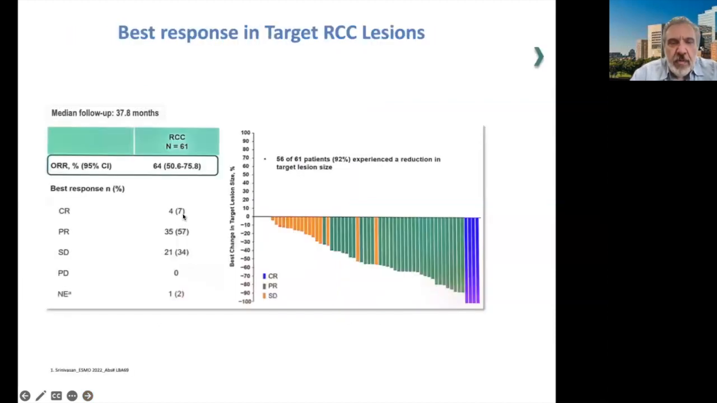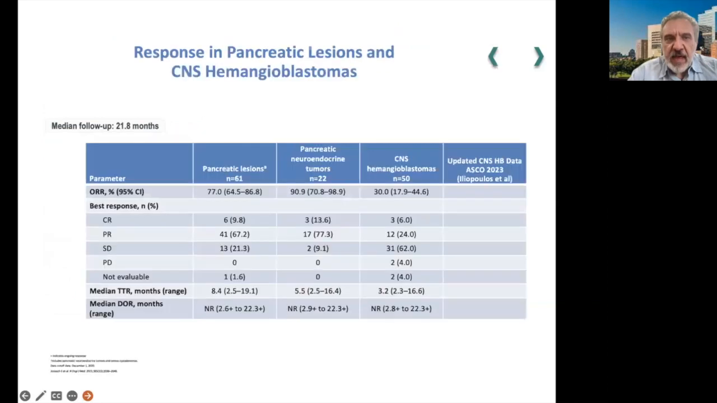I'm showing you this to show you the expectation. So 4% had complete response, 57% had partial response, 34% had stable disease, and 6% had disease that progressed. So this is about the renal cell carcinoma.